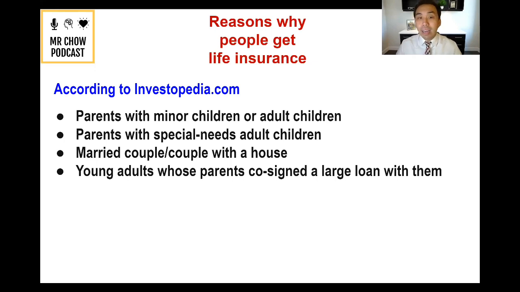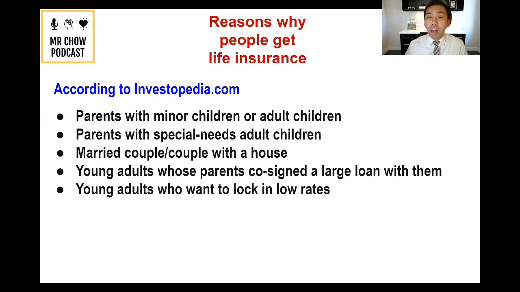Young adults whose parents co-signed a large loan with them. Now, this is huge. Whenever you go to college and sign a huge loan, they usually ask for a co-signer, and usually that person would be your parents. Remember, student loans are pretty much that one loan that is really difficult to get rid of. You can't bankrupt out of it or anything like that. If something were to happen to you as a student, your parents would be liable for that loan. So just keep that in mind. That's why life insurance is actually a pretty good idea for people who have taken out huge amounts of loans. Young adults who want to lock in low rates.